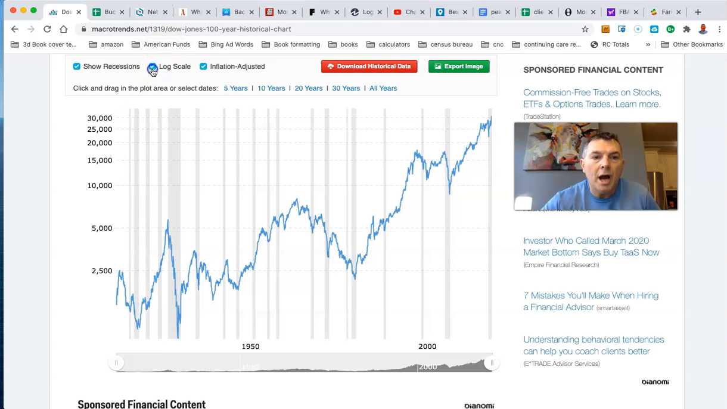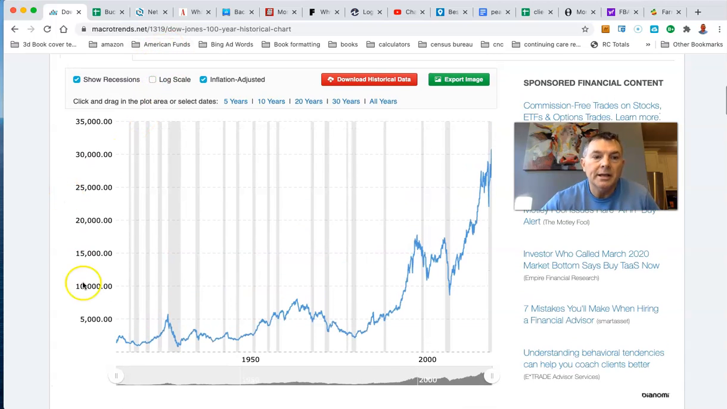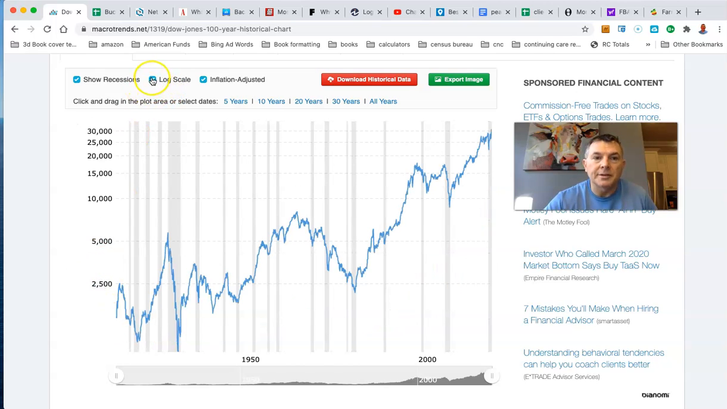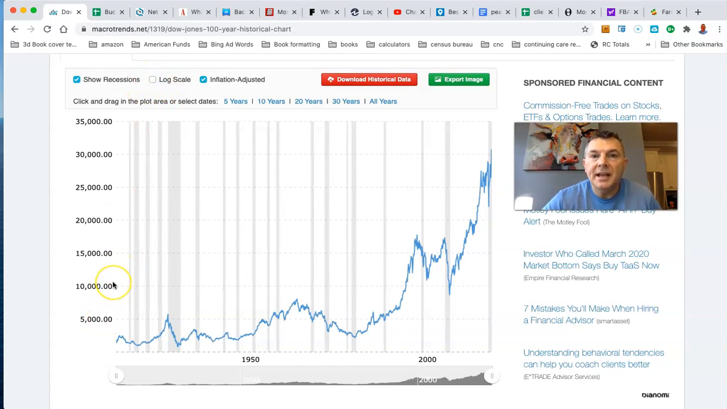So if we go to non-log, each $5,000 represents the same exact, let's just say, an inch. So 0 to 5 is an inch, 5 to 10 is an inch, 10 to 15 is an inch, 15 to 20 is an inch. But if we go back to log, actually, let's go back here. 5 to 10 is 100%. 10 to 15 is 50%. 15 to 20 is 33%. 20 to 25 is 25%, and so on. So you see what happens here.